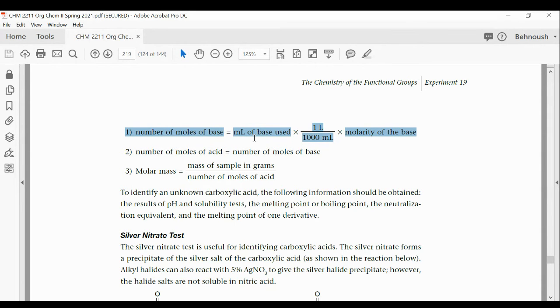And then the molarity of the base is 0.1. It should be given in the procedure, use 0.1, but I'm telling you now, the molarity of the base is 0.1. So you find the number of moles of base. What's in your step 2? In step 2 it will be the same. There is no calculation. Just saying that the number of moles of acid also equals the number of moles of base. So whatever you find in step 1, that's the number of moles of the acid.